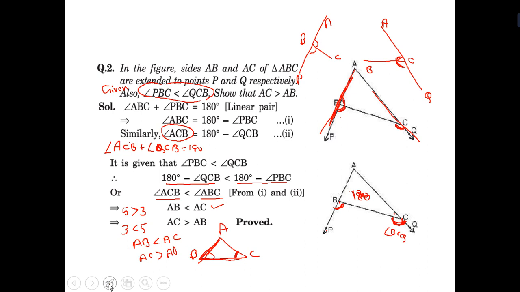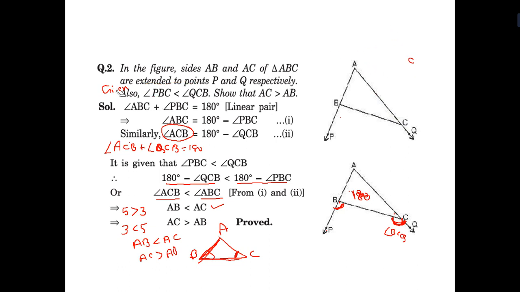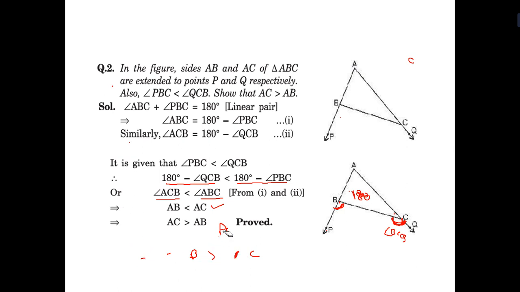Let me explain the concept again. One figure is given and we have to prove that in the triangle AC is greater than AB. But before we prove it, we have to make use of linear pair angles. In a linear pair, we know that the sum is 180. That way we are using it here. So using these two properties, we have proved that AC is greater than AB.